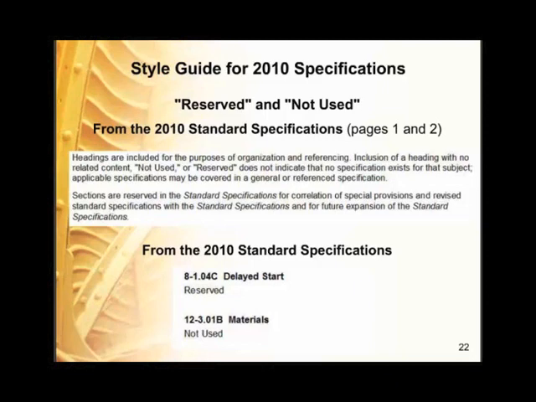As for 12-3.01B materials. Materials is the second part of a four-part format: general, materials, construction, and payment. This section does not have any material requirements, but we want to keep the four-part format for continuity.